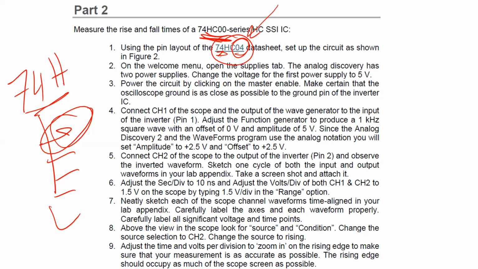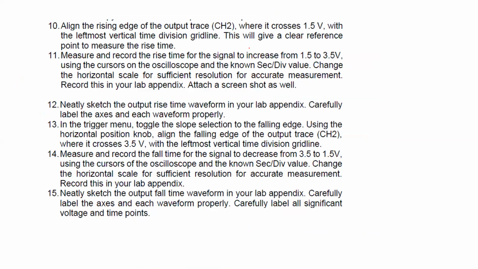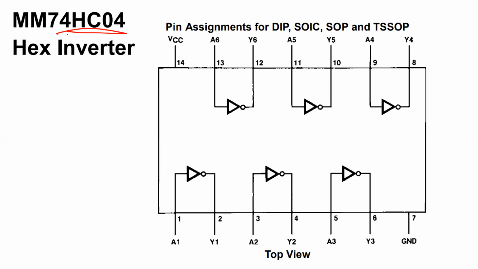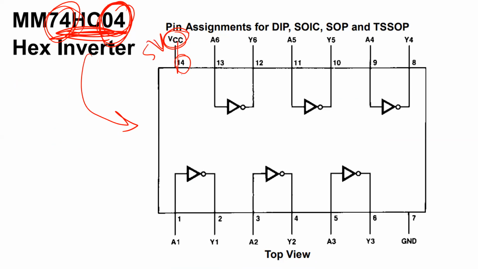So 04 is actually, I have the picture here for this family. So this is the chip. 74H04. This family has different numbers. For 04, this is how the chip looks like. It has 14 pins.